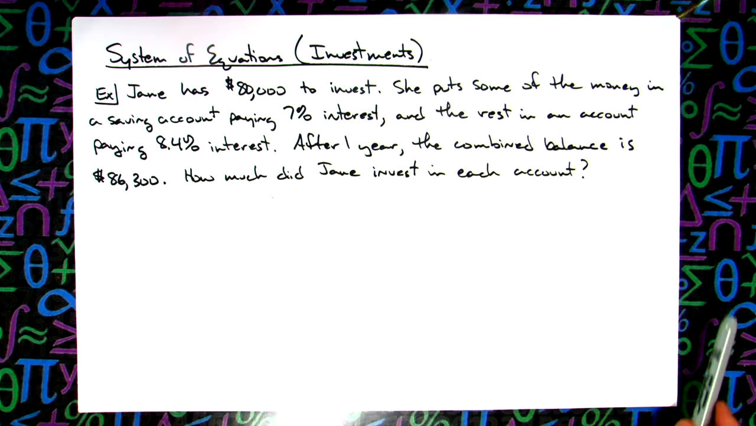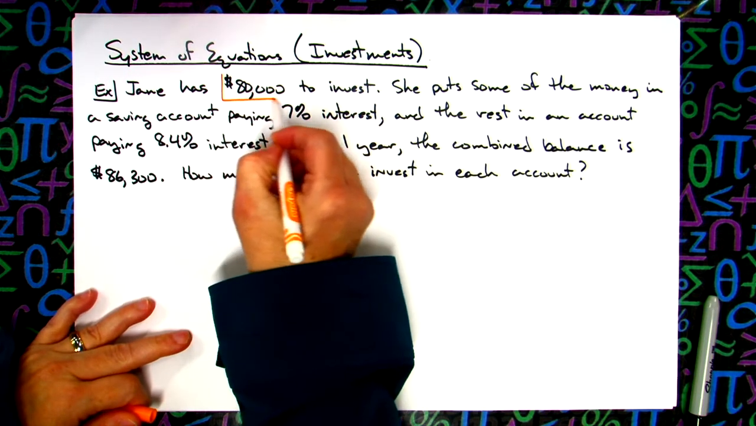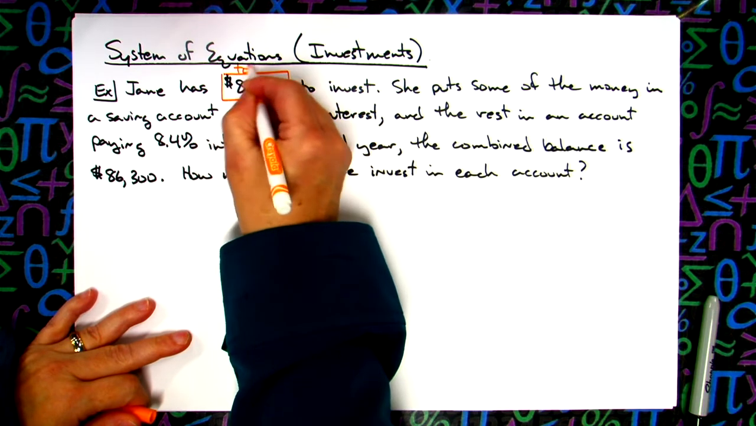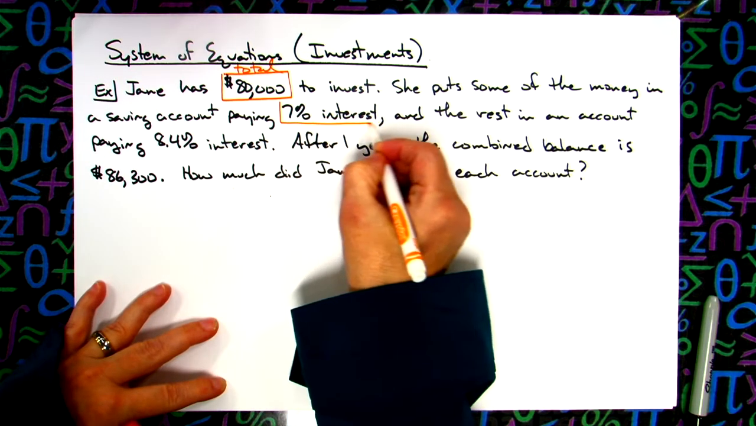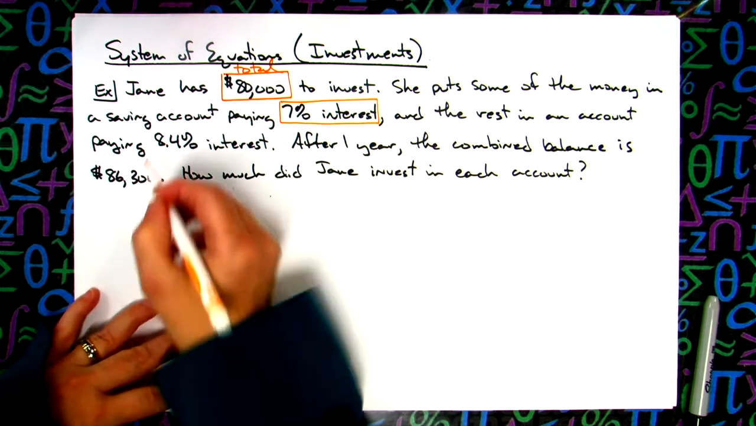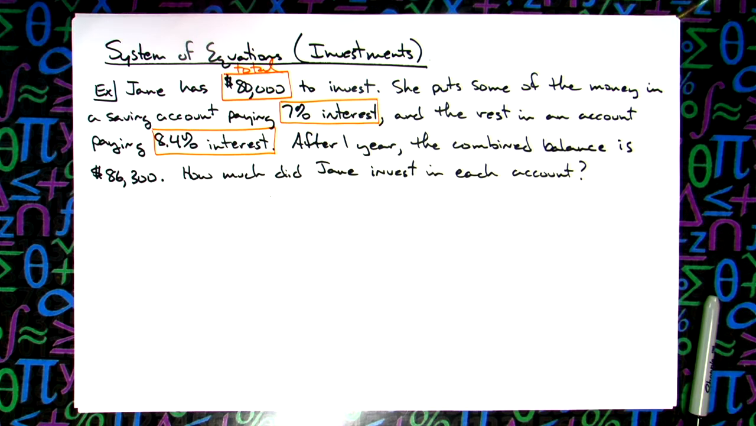Now there's some key parts to this. She's got a total of $80,000. That's how much money she has to start with. She's going to put them into two different accounts. One account pays the 7% interest. The other account pays the 8.4% interest. So she's going to take that $80,000 and divide it up. Could be half and half. She could put 60,000 in one, 20,000 in the next, 40,000 in one, 40,000 in the other one. That's what we're trying to figure out. How much did she put in each of the two accounts?